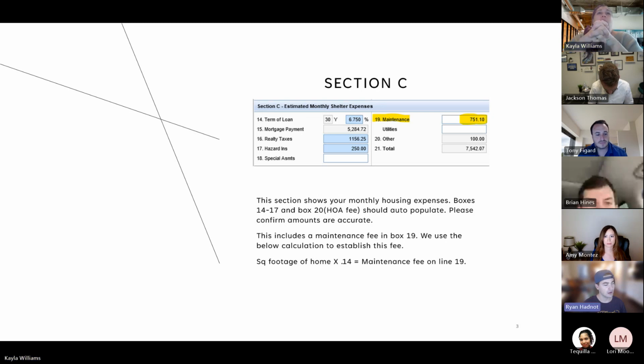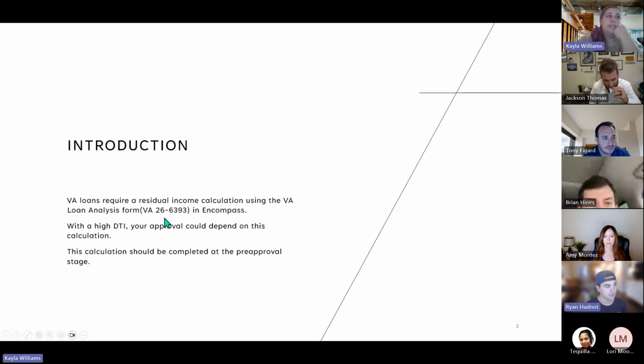I'm sorry, can you explain where this is in Encompass? Did I miss that part? Yeah, it's the loan analysis form in Encompass. So it's this form in Encompass. I see. Gotcha.